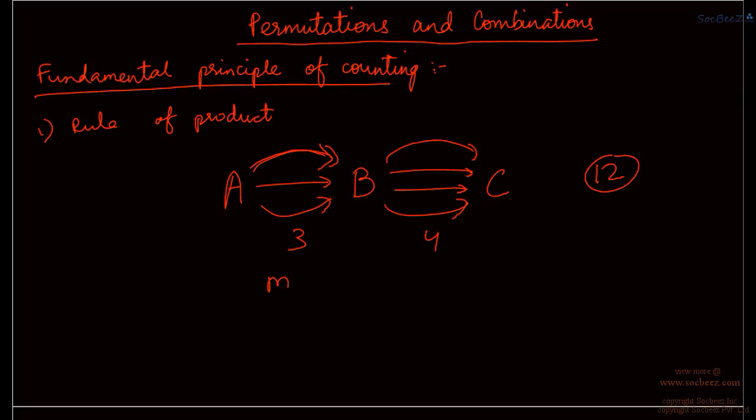If there are m possible outcomes for the first experiment and n for the second experiment, and both of them are performed, then the total number of ways is m into n.